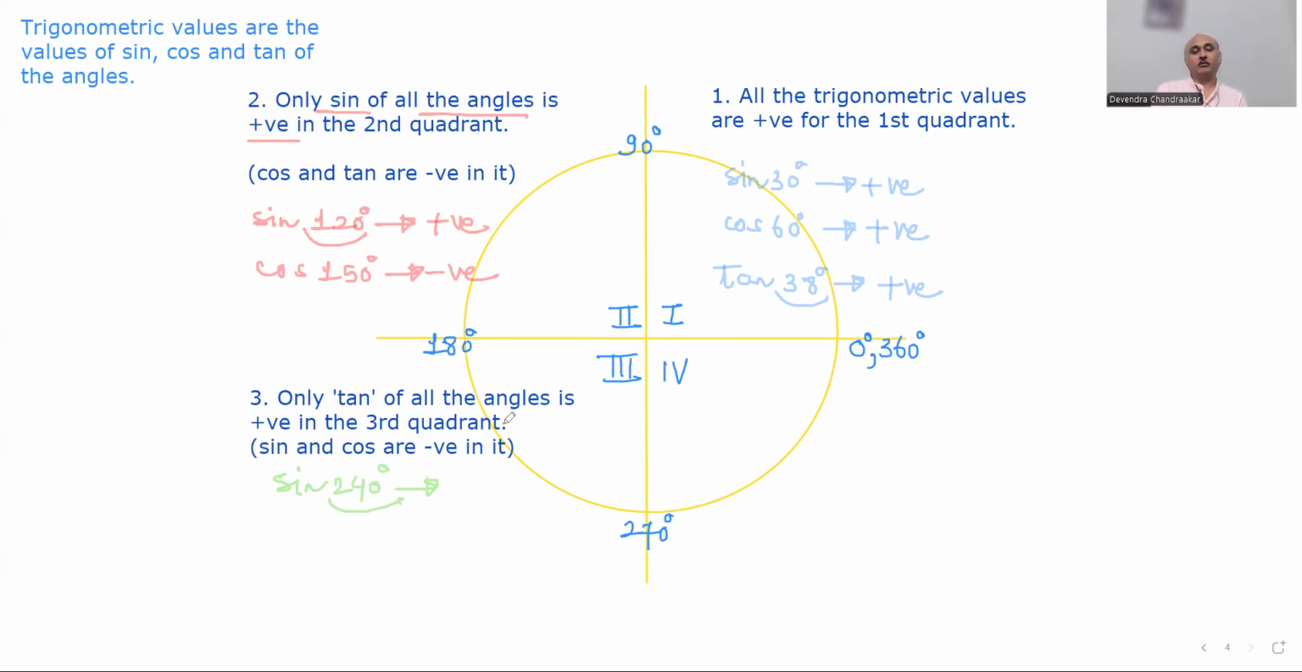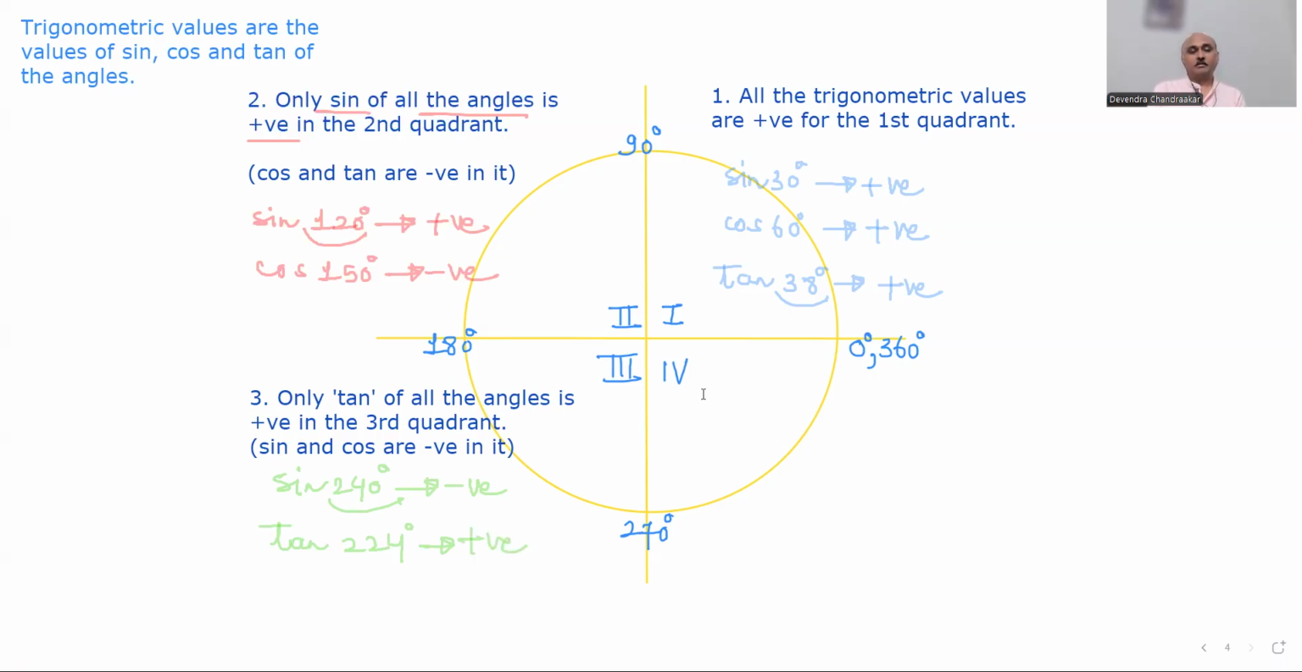240 lies between 180 and 270. So sine will be what? Positive or negative? Negative. Very good. What about tan 224 degrees? Positive or negative? Very good.